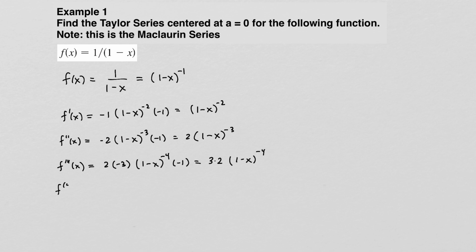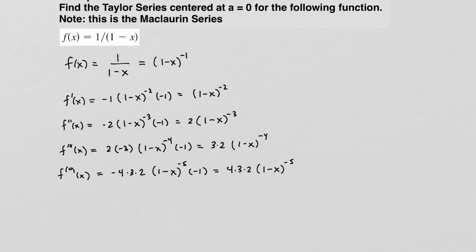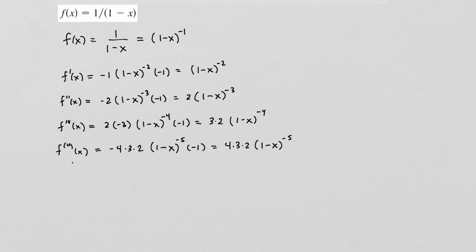Let's do one more. The fourth derivative will be negative 4 times 3 times 2 times 1 minus x to the negative 5 times negative 1. And this is 4 times 3 times 2 times 1 minus x to the negative 5. So I feel like I can start to see a pattern emerge here, and I think it's safe for me to try to express the nth derivative as a formula.